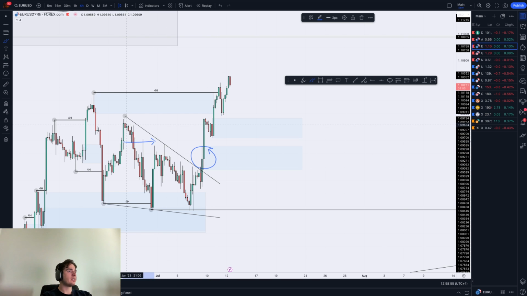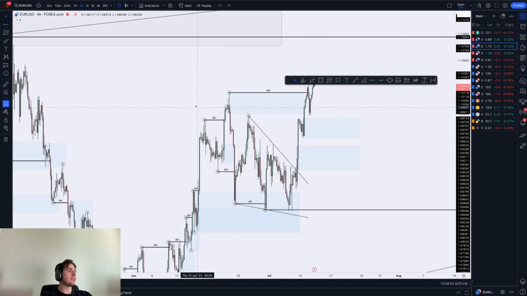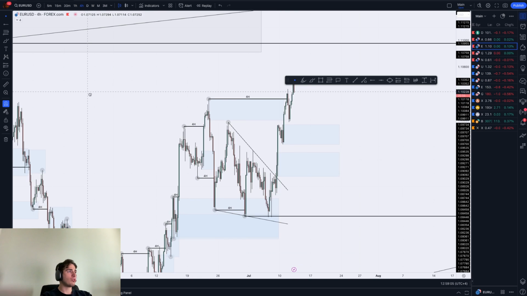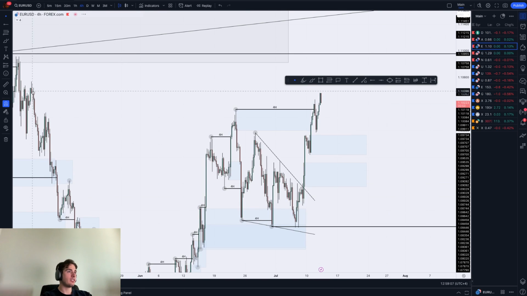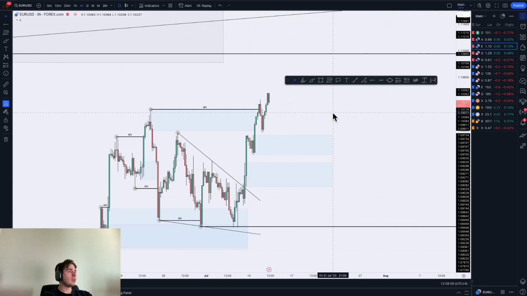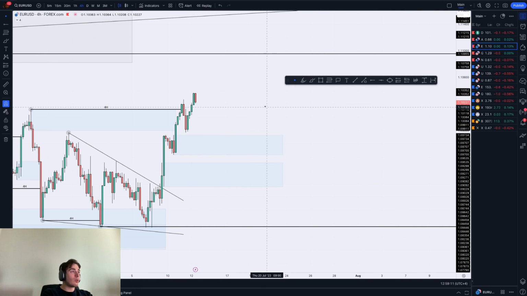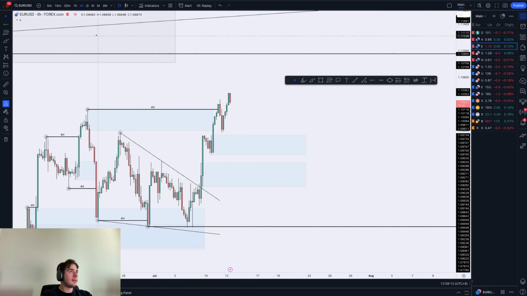Because it took out this area of supply. This over here, I would not classify as that significant because it just took out an internal high. So for me, it is not really that significant. It just drove price pretty much up in towards this supply zone over here. So that is what I'm waiting for, and let's see if we get that pullback.